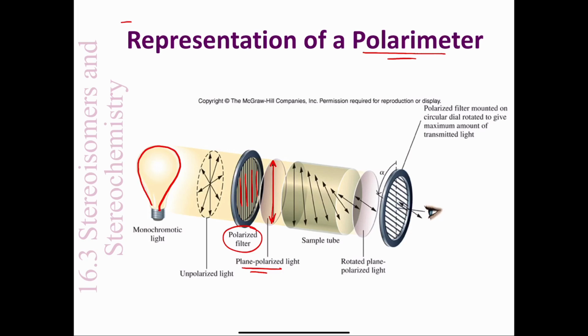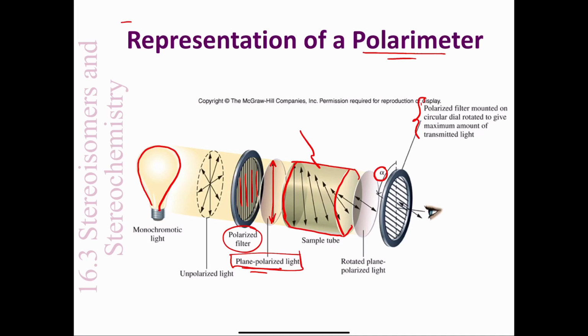Now what's going on here? This is actually a sample vessel. It's a tube that has a solution of your organic compound in it, so your pure enantiomer. And what happens is the enantiomer is going to interact with that plane polarized light, and it is going to rotate it in a direction. It's either going to rotate it clockwise or counterclockwise. And then we use another polarizing filter mounted on a circular dial, and we rotate that until we get the maximum amount of transmitted light. And that angle is measured, and that is called the optical rotation of the molecule.